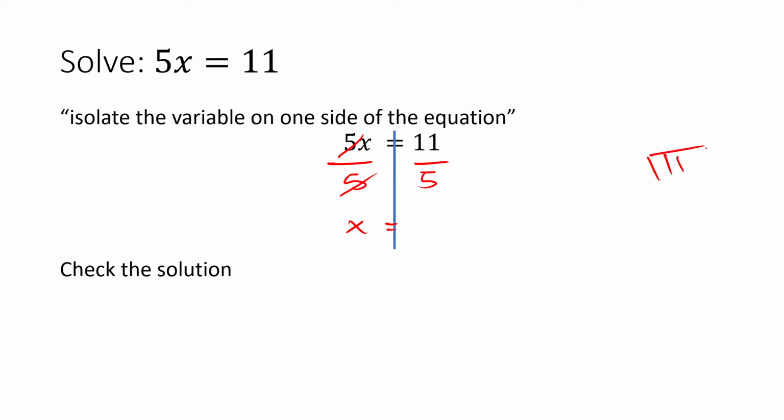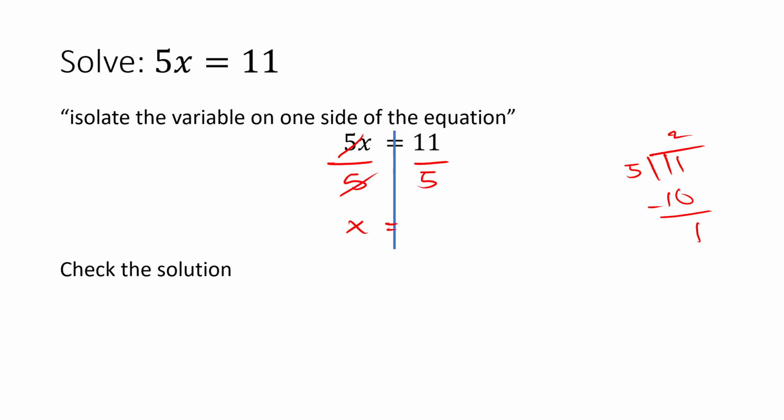Can you divide 11 by 5 and get no remainder or no decimal? Well, let's see. How many 5s go into 11? Well, 2. 2 times 5 is 10. 11 minus 10 is 1. So that means you have a remainder of 1. And if you keep on going, you'll get a decimal.